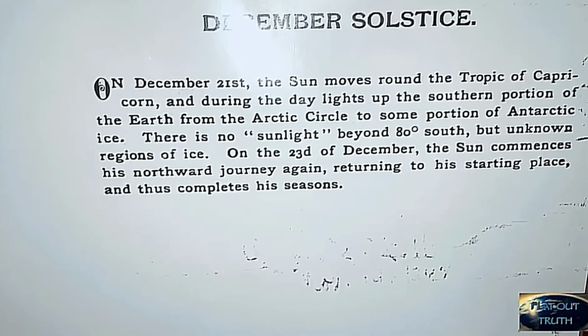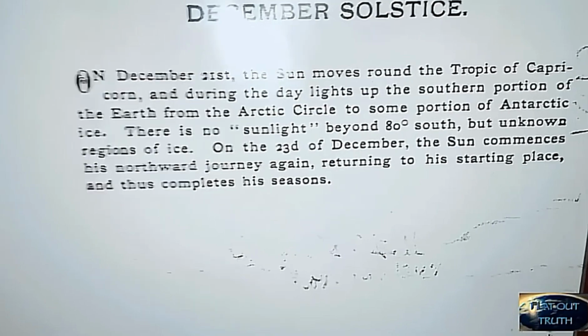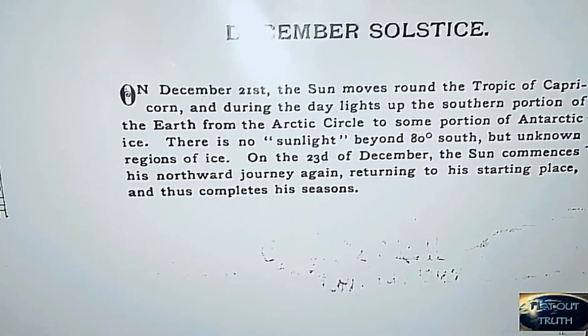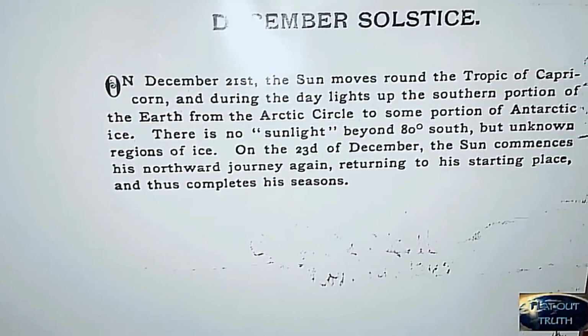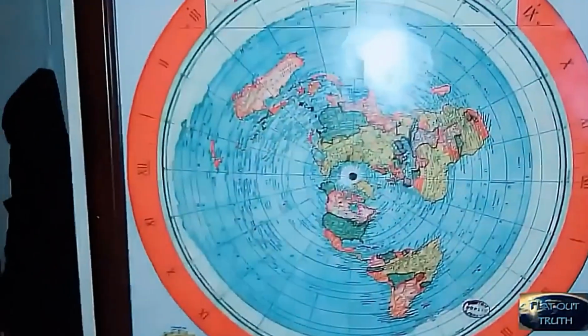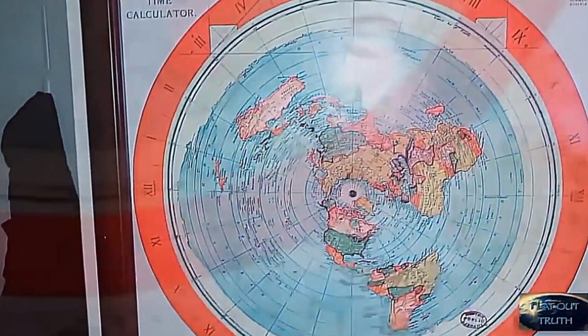And on the 23rd of December, the sun commences his northward journey again, returning to his starting place, and thus completes his seasons. Okay, now as you can see, even the map itself tells you that the sun rotates, not the earth. Now let's move on.